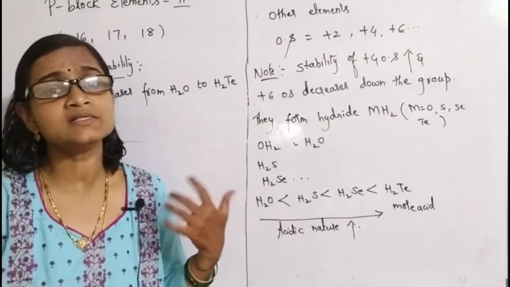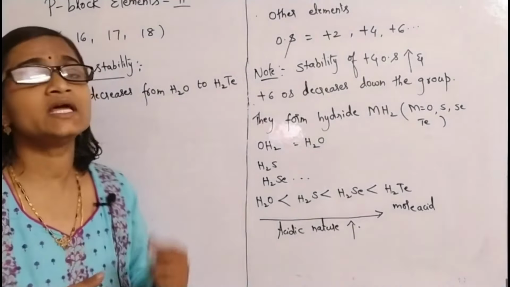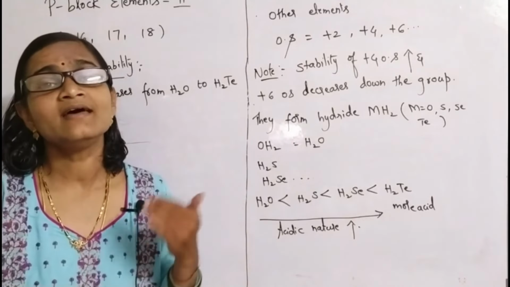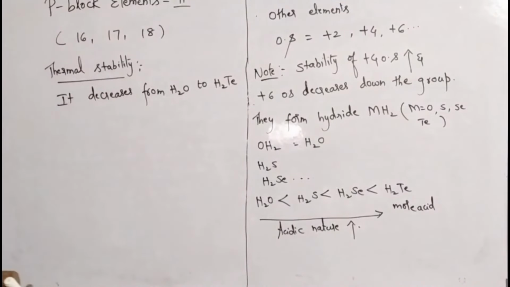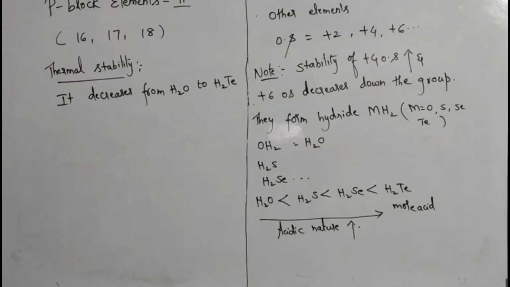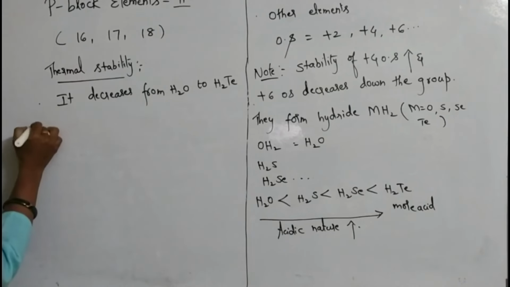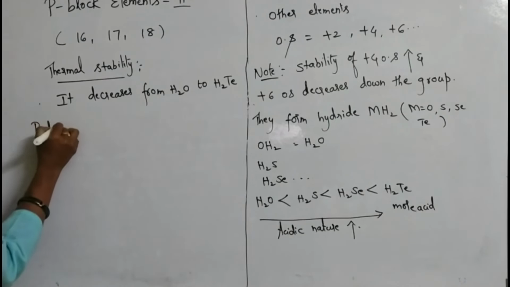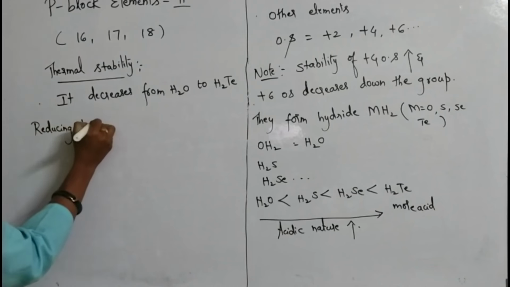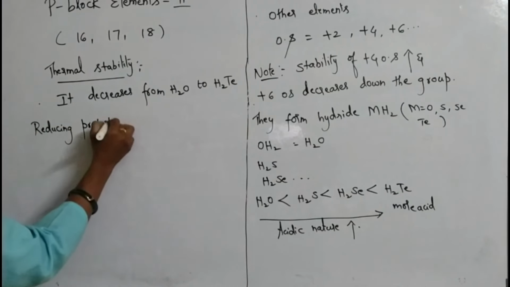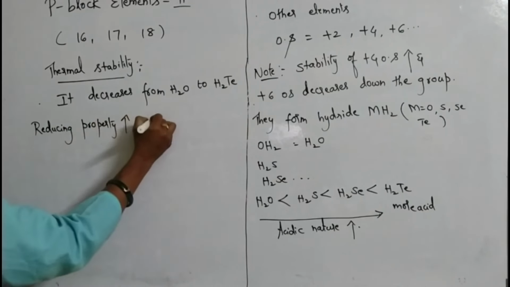It can remain in the stable state, whereas if you are heating H2Te, thermal stability decreases. Thermal stability decreases from water to H2Te. And then reducing property increases. Reducing property increases from water to H2Te.